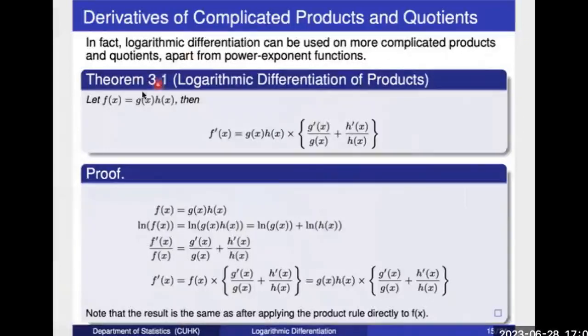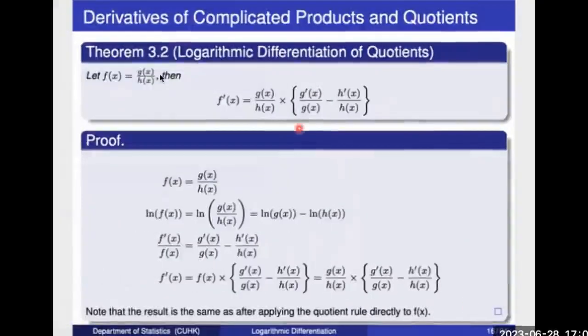This theorem states that if f x equals g x times h x, then the derivative of f x with respect to x is equal to g x times h x times the sum of g prime of x divided by g x plus h prime of x divided by h x. Here's how the proof goes. We take the natural logarithm of both sides, and then differentiate implicitly with respect to x. We arrive at an expression that allows us to calculate the derivative of f x using only the derivatives of g x and h x. The result is the same as after applying the product rule directly to f x.